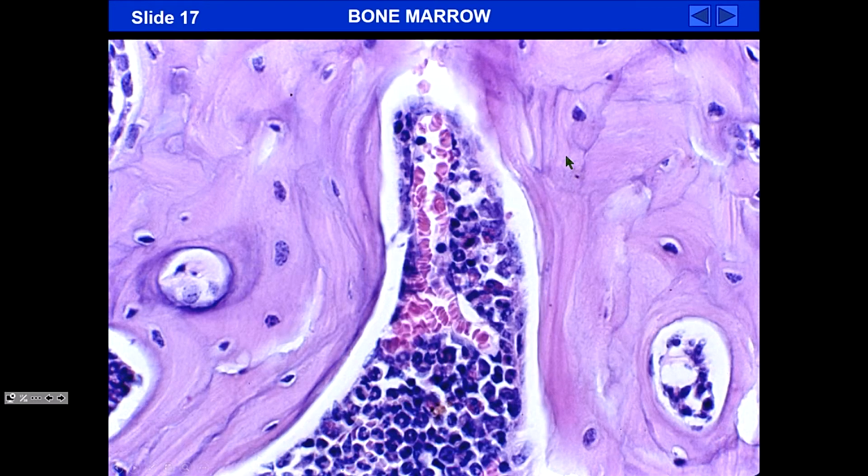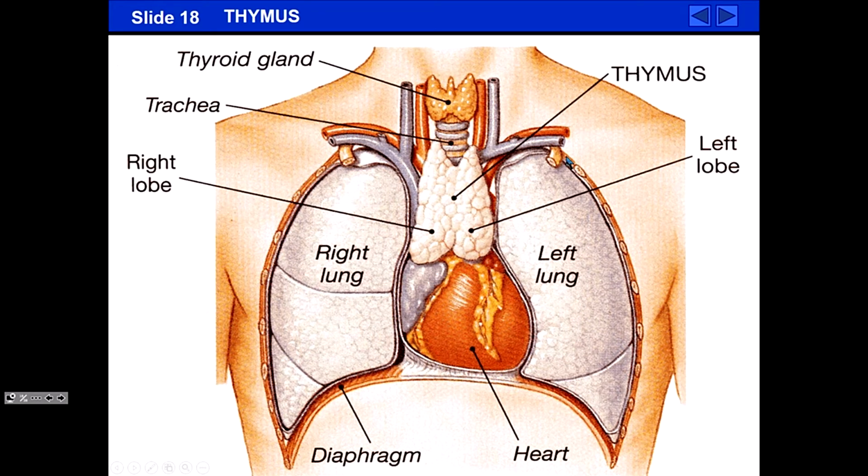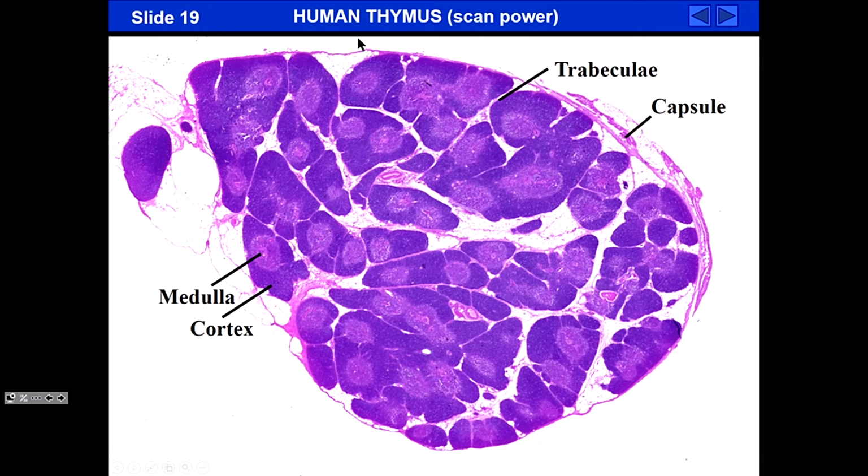Bone marrow, we know all about bone marrow. We spent a couple of lectures on bone marrow. Primary location for production of formed elements of the blood, okay? Thymus, bilobed, shows the location in the chest area. And you can see how abundant this tissue is in this younger individual. It's encapsulated all the way around the capsule, which can branch to form these trabeculae, separating out these different lobules.